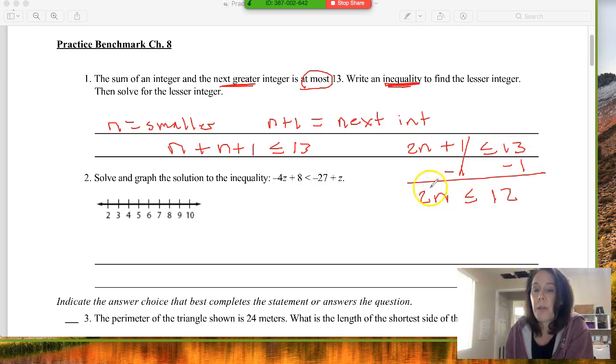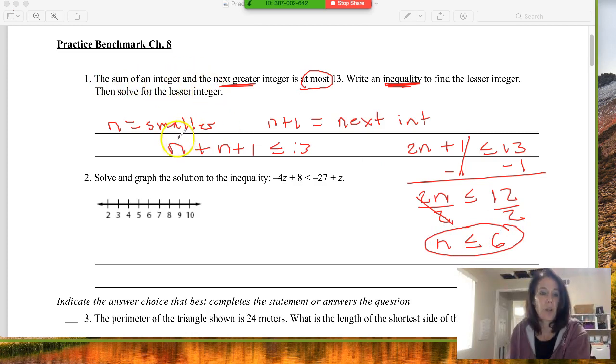Now n is multiplied by 2, so the opposite of multiply is divide. Now I divide both sides by 2. If I divide both sides by a negative number, I flip this sign, but I did not divide by a negative number, so I keep my sign the same. I'm going to have n is less than or equal to 6. So n is less than or equal to 6. That will be your lesser integer. Your lesser integer needs to be less than or equal to 6. And then here is your inequality. So those are your two solutions for number 1.